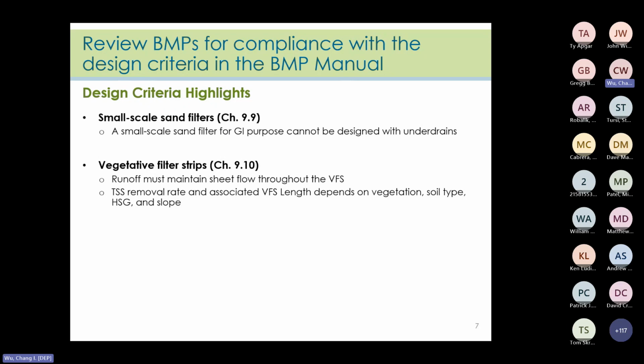For the vegetative filter strip, not every piece of vegetated area can be recognized as a vegetative filter strip. Only those vegetated areas that are designed and maintained strictly in compliance with the design criteria of the vegetative filter strip chapter can have the TSS removal rates. The TSS removal rate and associated length of the vegetative filter strip depend on the vegetation, soil type, hydrologic soil group, and the slope. There are figures and curves you can use to find the TSS removal rate, so please check the BMP manual.